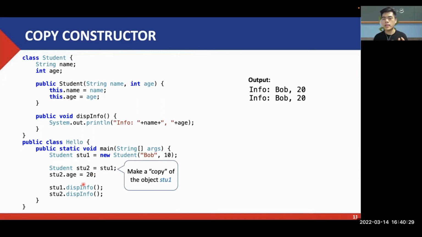Surprisingly, the output is Bob 20 and Bob 20. This is because instead of creating a totally new object, this sample code creates a second reference that has the same memory location as the first one. So when we change the information of the second object, the information of the first one is also changed.